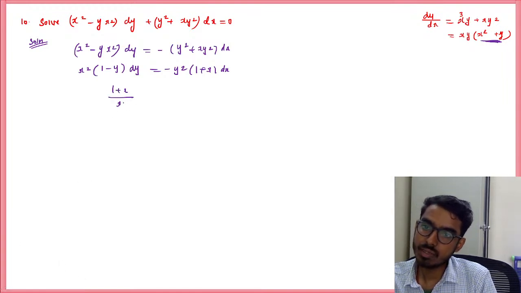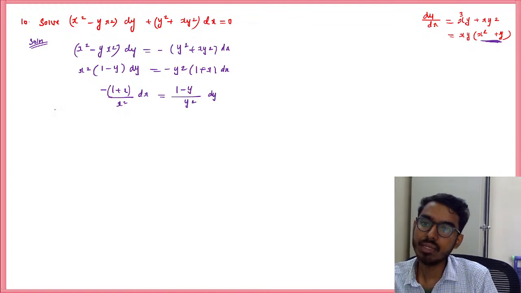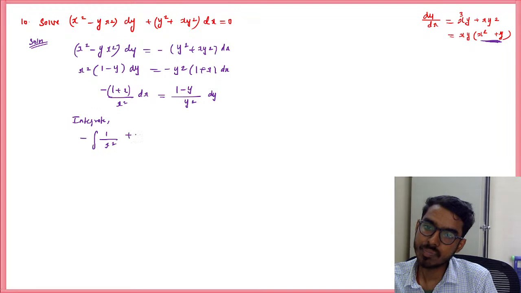Plus x dx should always be the numerator. So 1 plus x dx by x square is equal to, let's keep this minus, of 1 plus x dx by x square, 1 minus y by y square dy. Now integrate this. The integration of 1 by x square, x, 1x will get cancelled. Will be integration of 1 by y square minus integration of 1 by y dy.